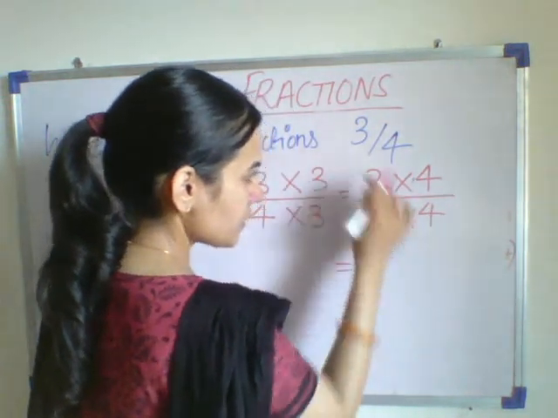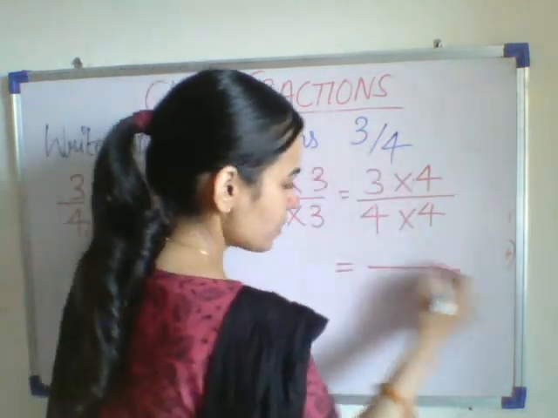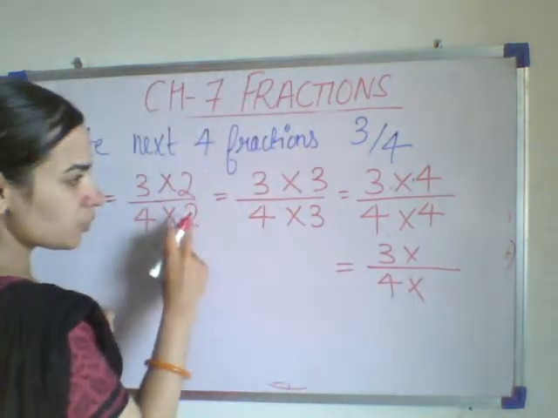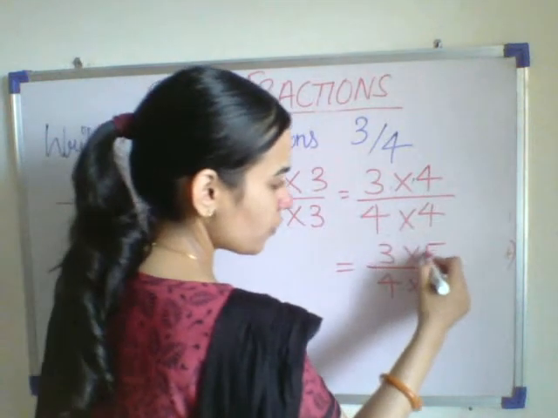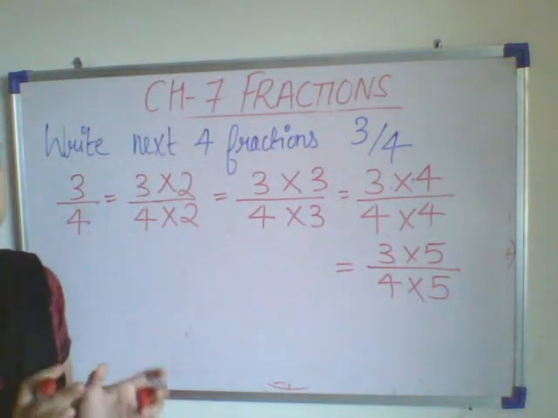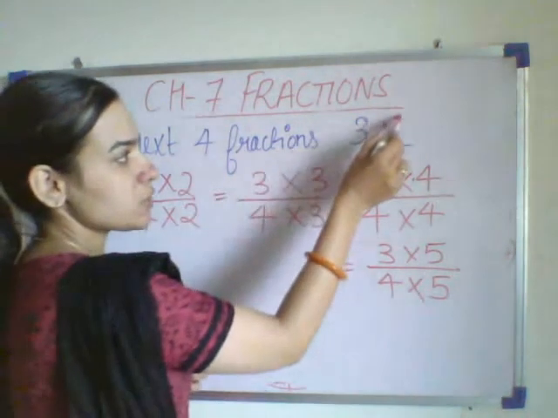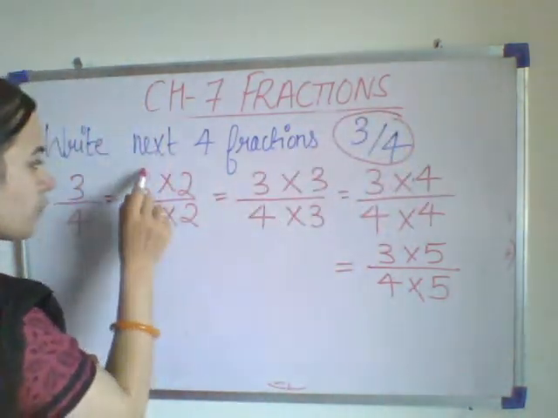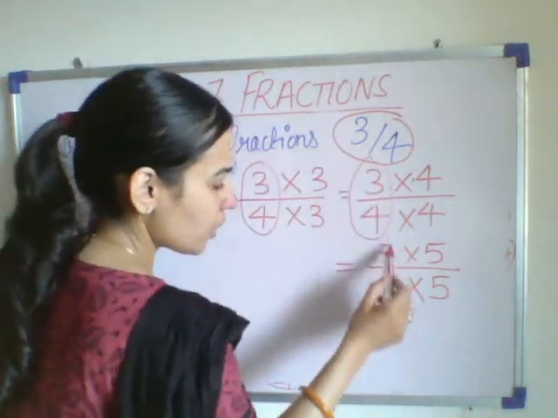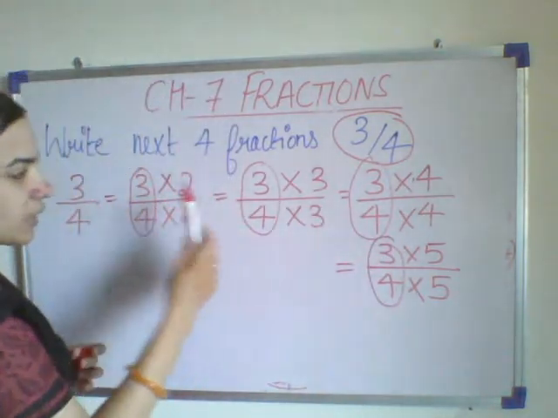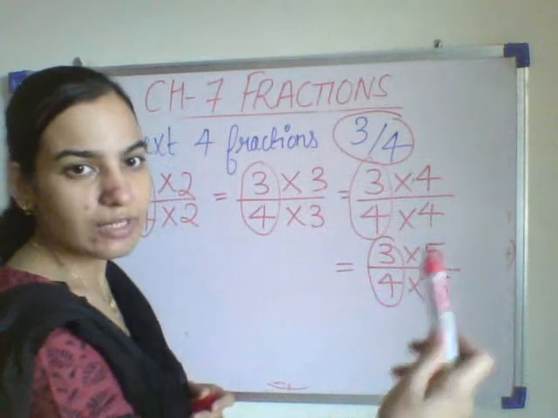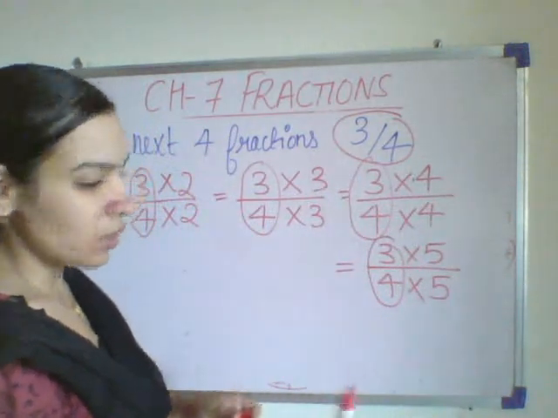The next fraction, what is given in the question? 3 by 4. So you will be writing 3 by 4 as it is. So we have written 2, 3, 4, after 4 what comes? 5. So to find an equivalent fraction, it is very easy. What is given in the question? 3 by 4. This 3 by 4 you have to repeat again and again. 3 by 4 will come in all of this, and you will keep on multiplying it with a number like 2, 3, 4, 5, 6, 7, 8, 9. This goes on and on.